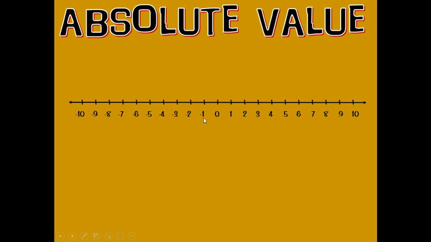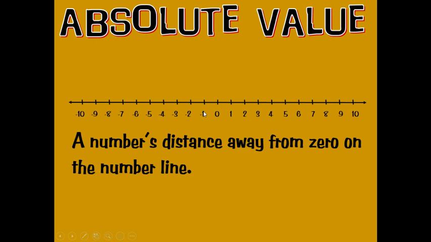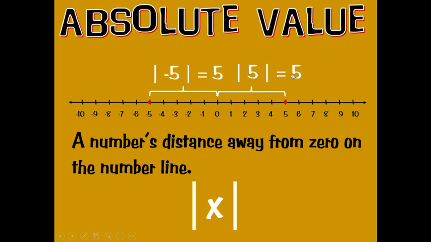Let me see what else. Absolute value. So the absolute value is a number's distance away from 0 on the number line. This is how we represent absolute value. Here you see how 5 is 5 units away from 0. So the absolute value of 5 will be 5. Here, the distance from -5 to 0 will be 5 units. So in other words, the absolute value represents the distance a number is away from 0. And the distance will always be positive.